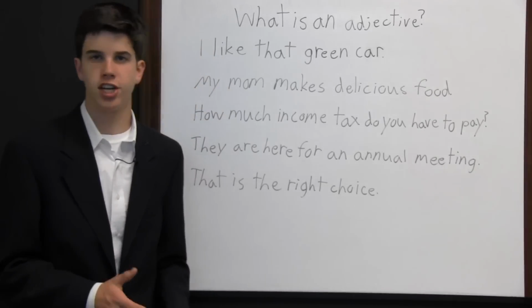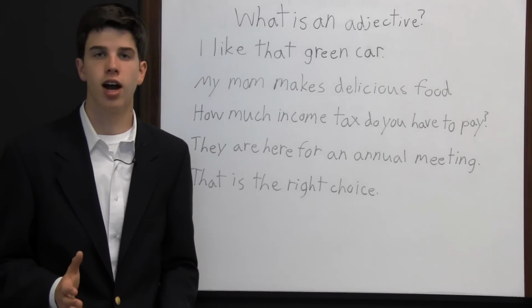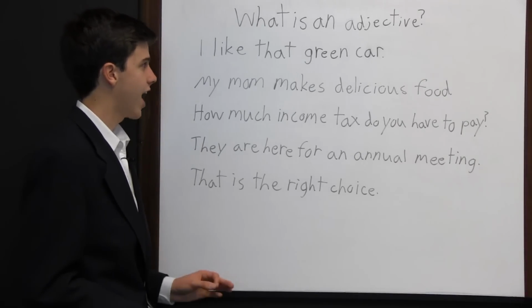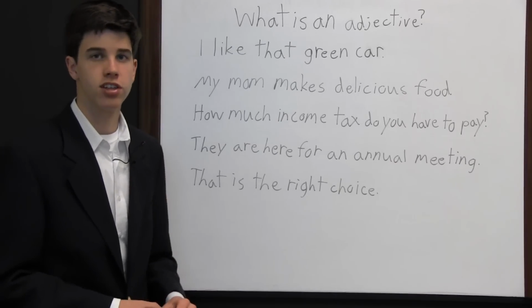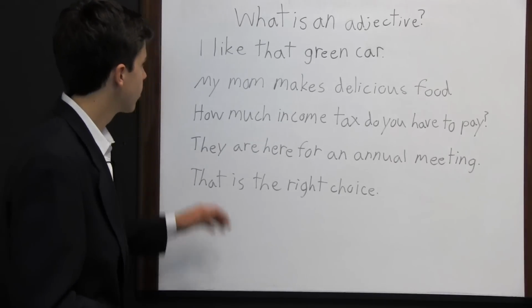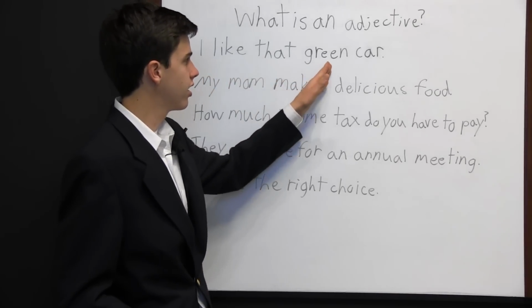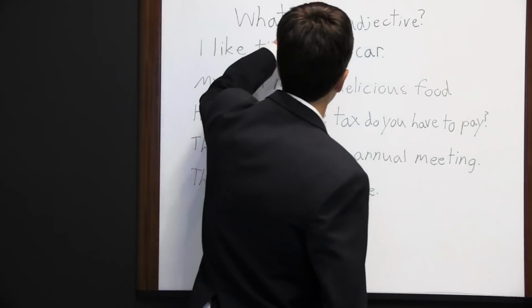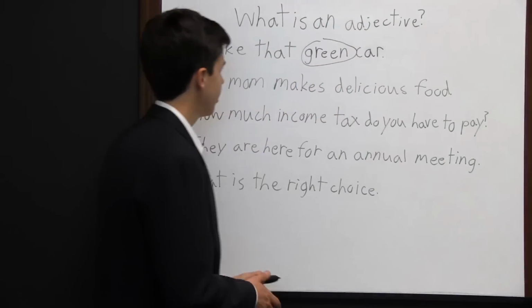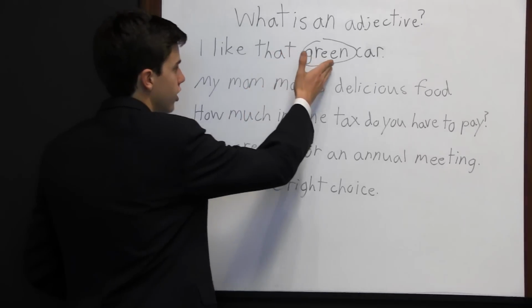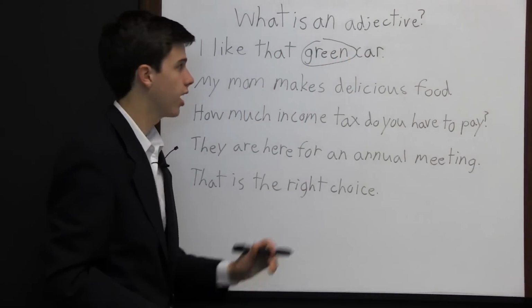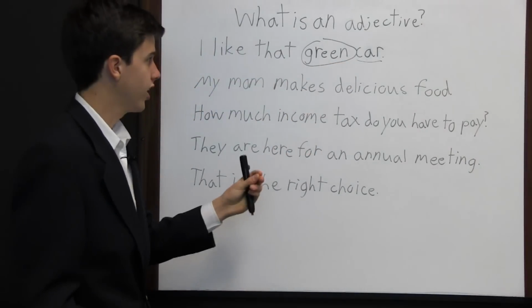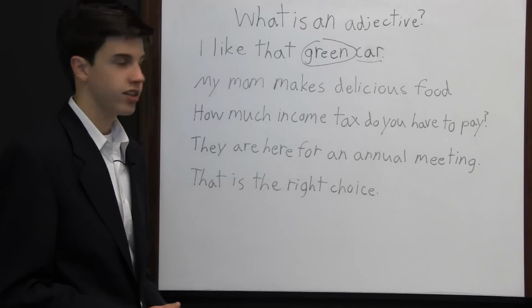Now, the general definition of an adjective is a word that describes or modifies another word in the sentence. So in order to identify the adjective in this sentence, we're looking for a word that is describing another word. So if we look through this sentence, we notice that green car is in this sentence. And you can quickly realize that green is the adjective in this sentence. Why? Because green can't stand alone in this sentence. Green must be modifying or describing car. It's saying, I like that car that is green. Green is describing what kind of car is there.